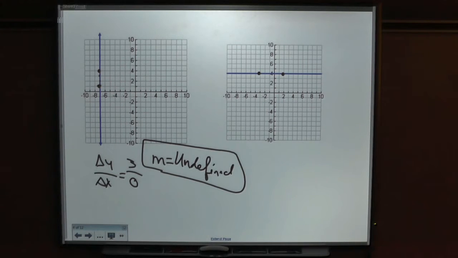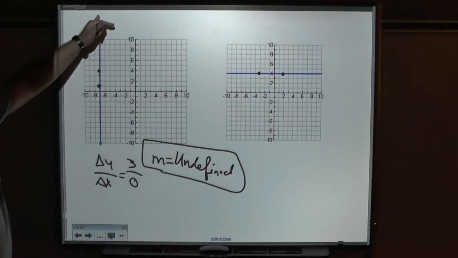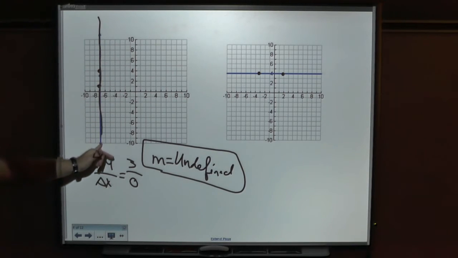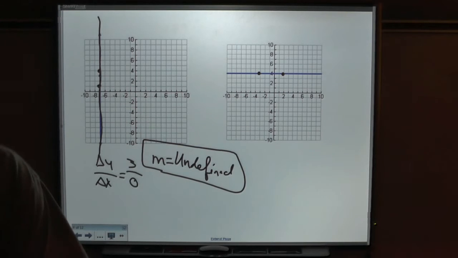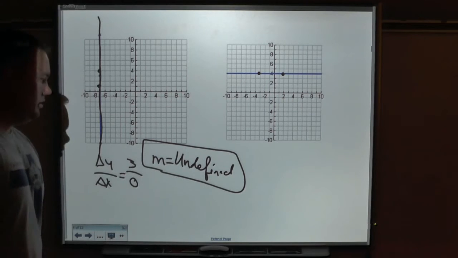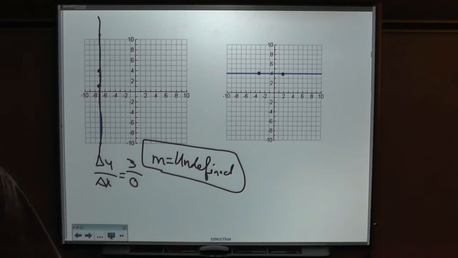Here's the reason why. There is no horizontal change. And lastly, if you do the vertical line test, is this even a function? No. If it's not a function, it can't have a slope. So we can't write this in our linear form. We'll talk about what that means a little later. But hey, etch it into your brain. Vertical lines, the slope is undefined.